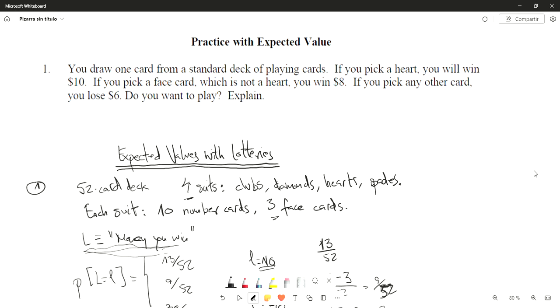Welcome everyone. Today we are going to practice with expected values and lotteries. And for this we are going to start with this exercise.